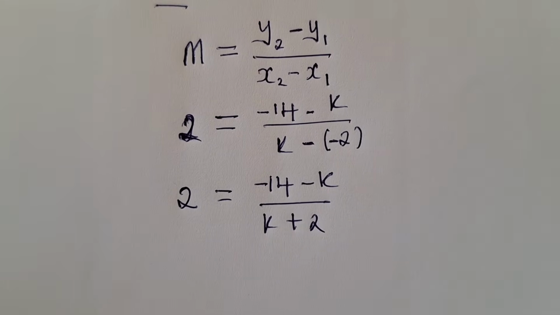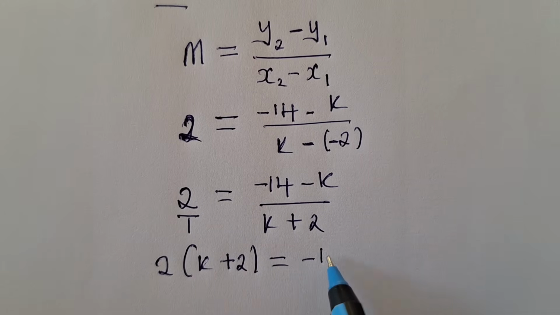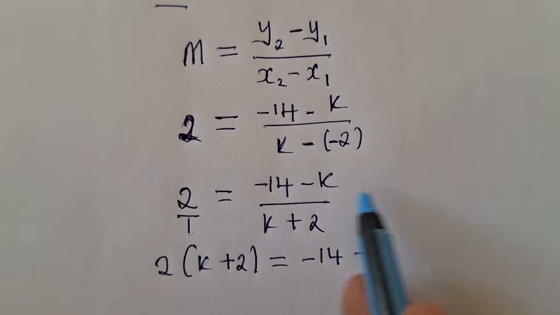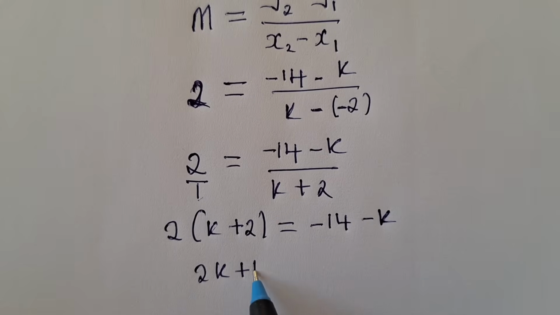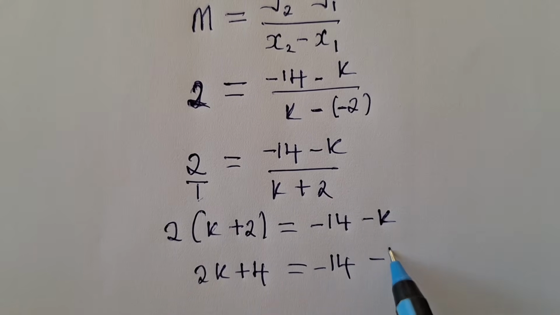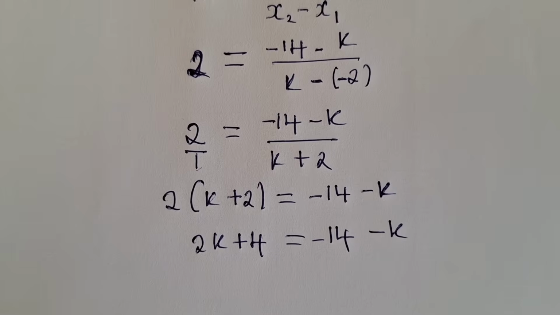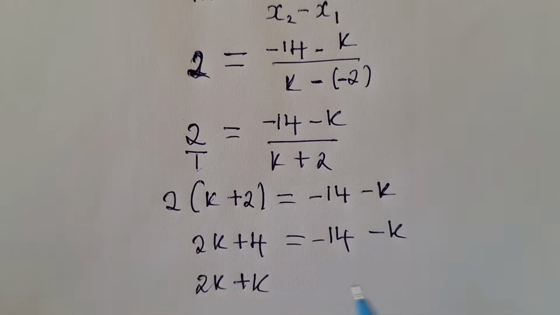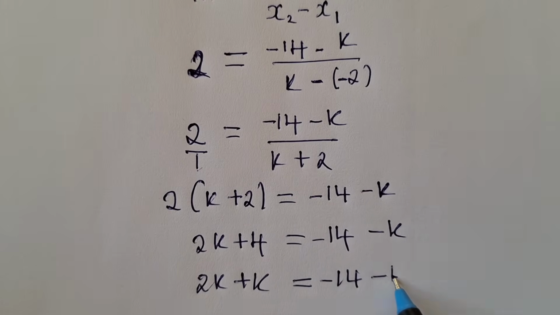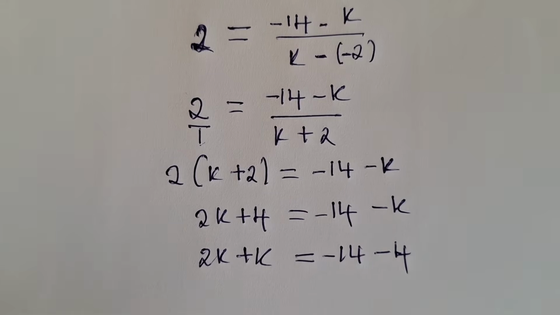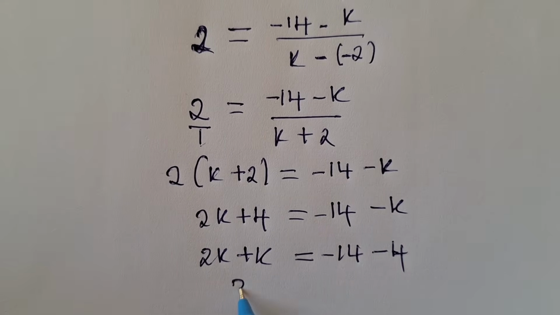We cross multiply. So there is a 1 here. We shall say 2 open bracket k plus 2 equals negative 14 minus k. So this by this, we're getting that. That's cross multiplication. So 2k plus 4 is equal to negative 14 minus k. We group the like terms. We're going to get 2k plus k, this minus k is now plus k, which is equal to minus 14 minus 4. And from here, of course, we can say this is 3k, which is equal to negative 18.